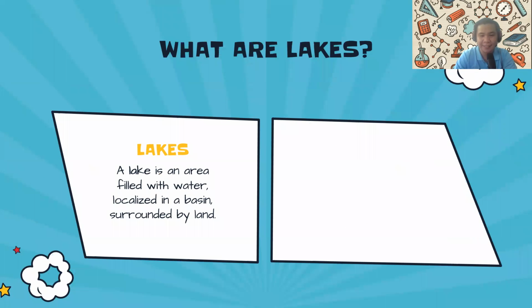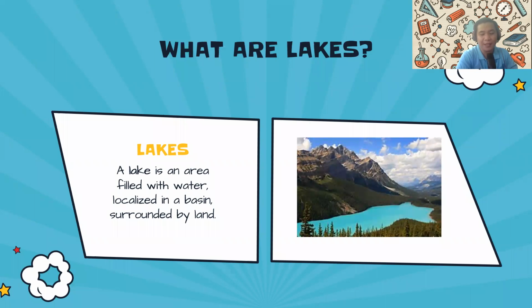Next, lakes. A lake is an area filled with water, localized in a basin surrounded by land. And this is what a lake looks like. A lake, it's like a small ocean, class, in the middle of, well, land. Normally an ocean or a sea surrounds a small area of land, it's the exact opposite for a lake. It's a little bit of a sea, but it's surrounded by land.